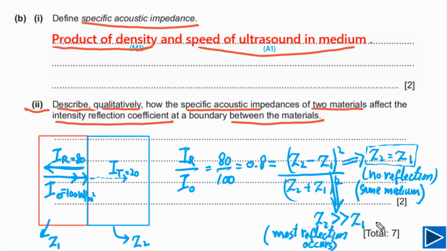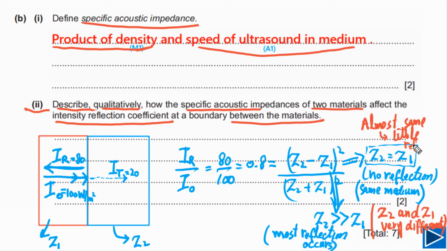Let's try to understand a little bit more in detail. If Z1 and Z2 are totally different, not only Z2 has to be greater than Z1, it is also true if Z1 is greater than Z2. So we can write down if Z2 and Z1 are very different, most of the ultrasound waves will be reflected. If they are almost the same, then we can say little reflection, or you can say most of the ultrasound waves will be transmitted in the second medium.